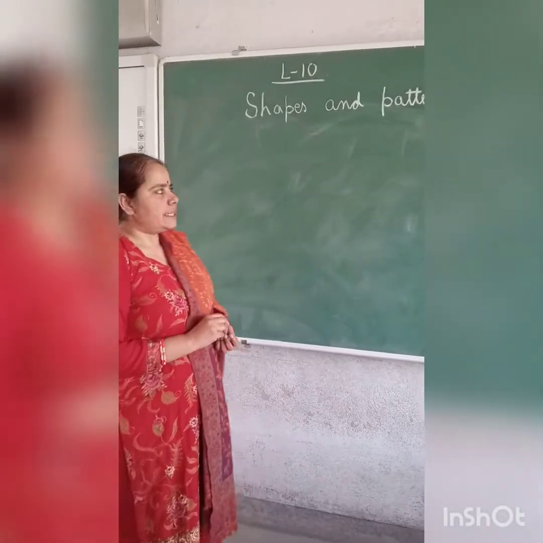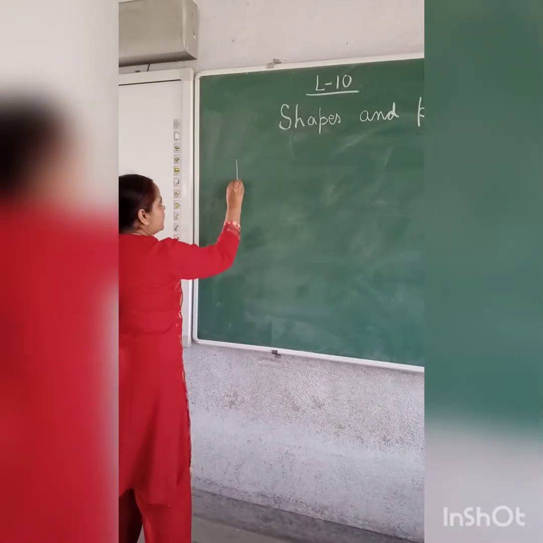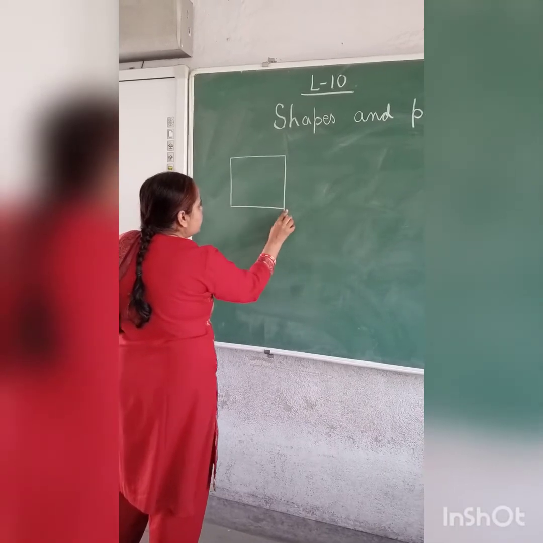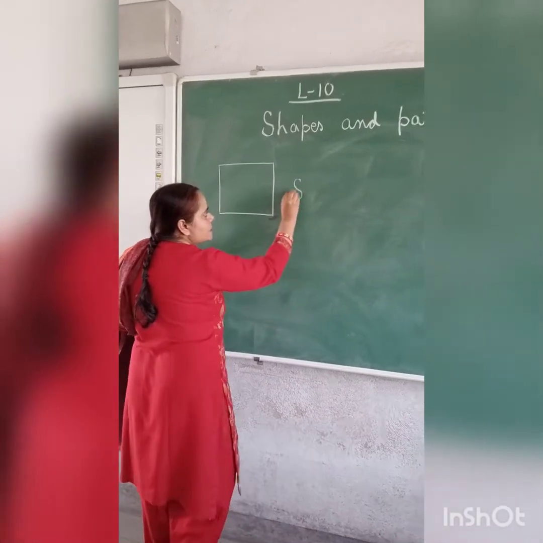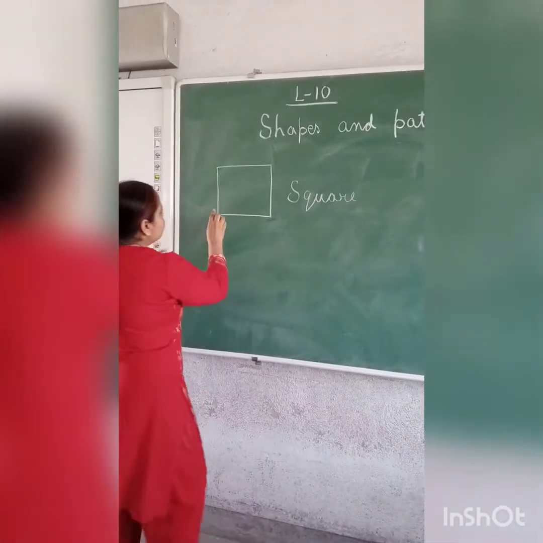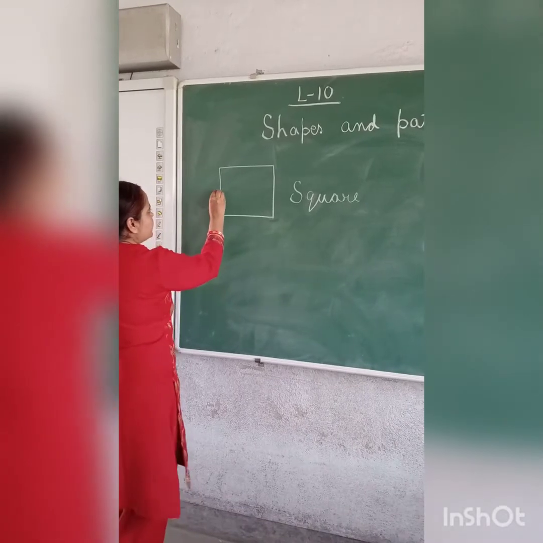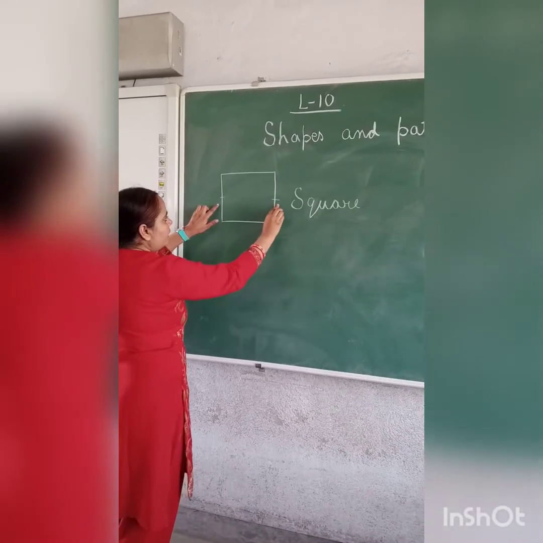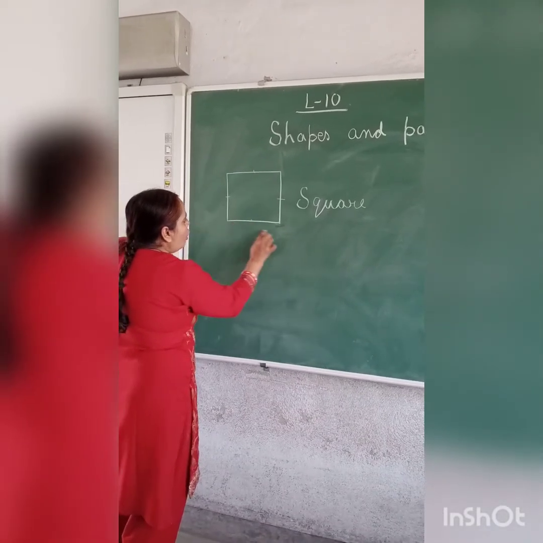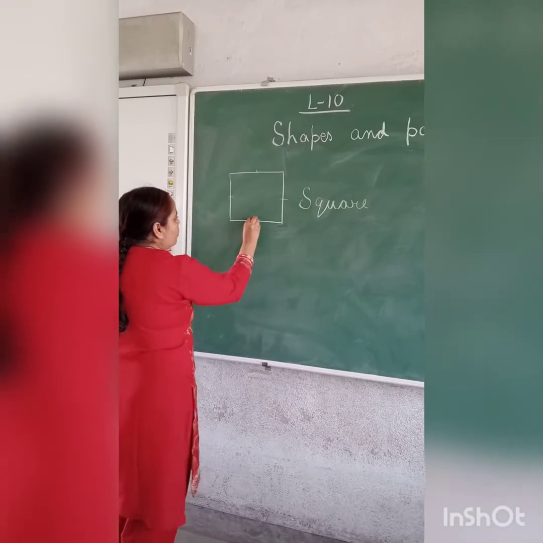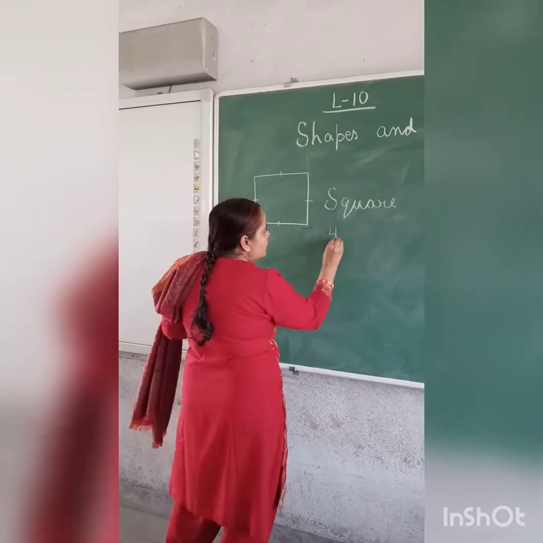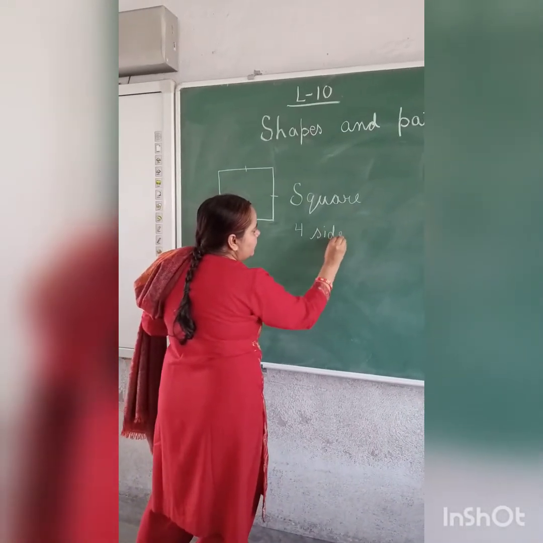Okay, the first shape which ma'am is going to tell you about is this. Which shape is this? Yes, this is the square shape. You can see both of these sides are equal, and this side is also equal. All four sides are equal. One side, two sides, three sides, and four sides. How many sides are there? Four sides are there in this shape.